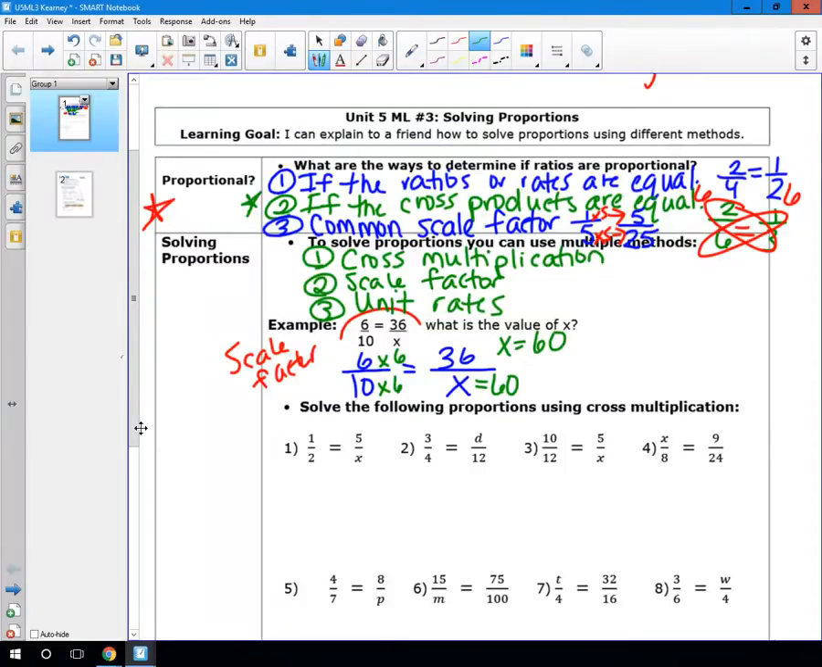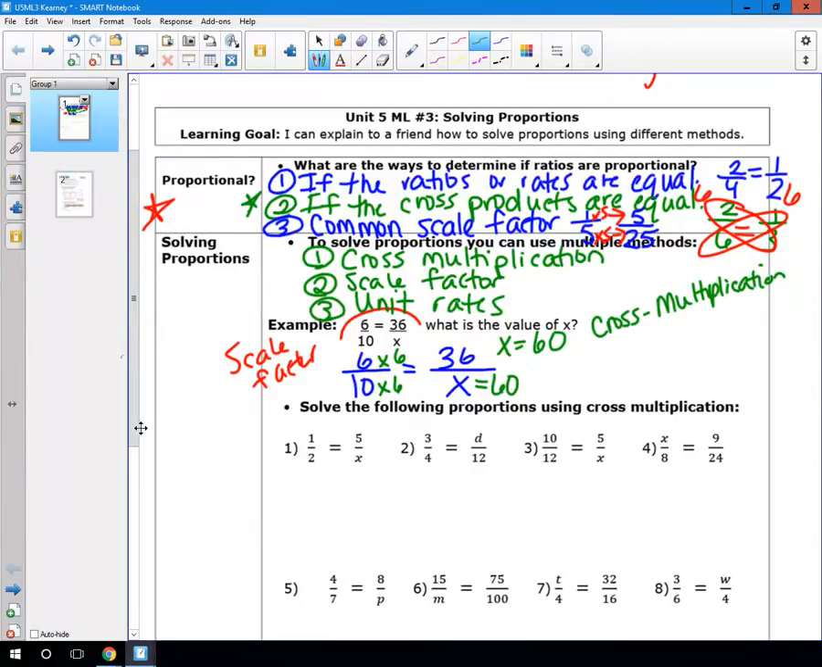Okay? The other way is we're going to use cross multiplication. This is the way that I really want you guys to use, okay? Now, I know that some of these problems are so easy that you can do them in your head. And I know some of them you can look at and you can figure out the scale factor and you can be done in 2 seconds.